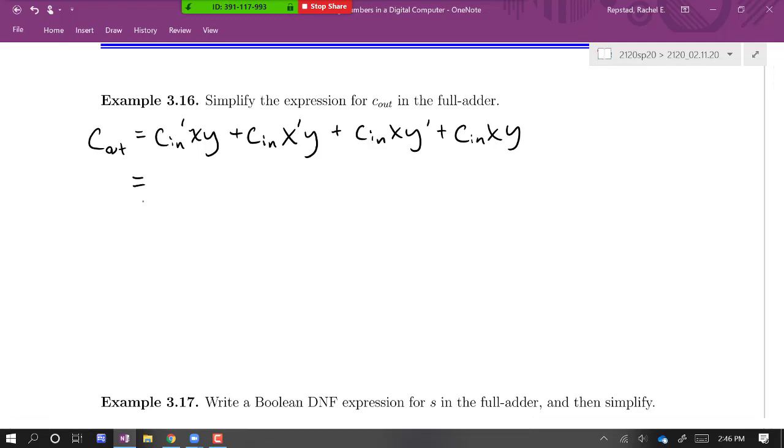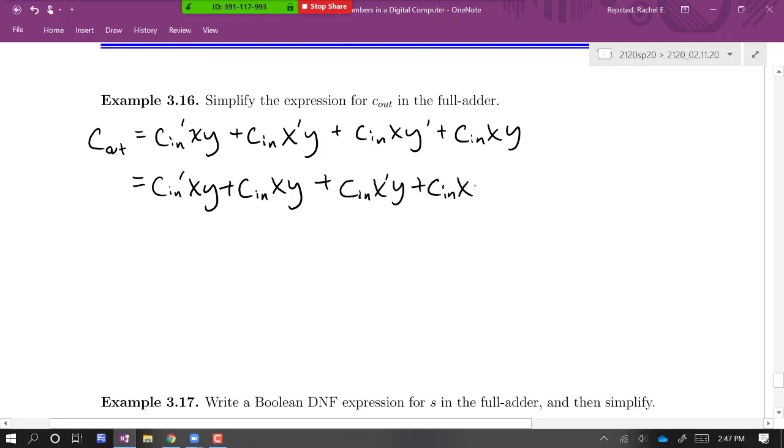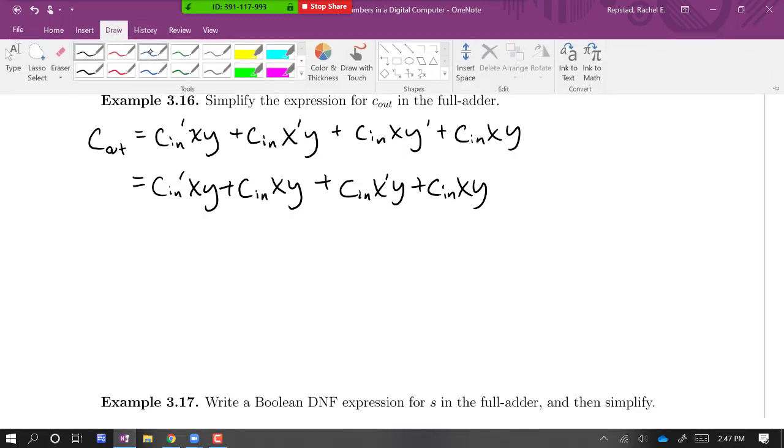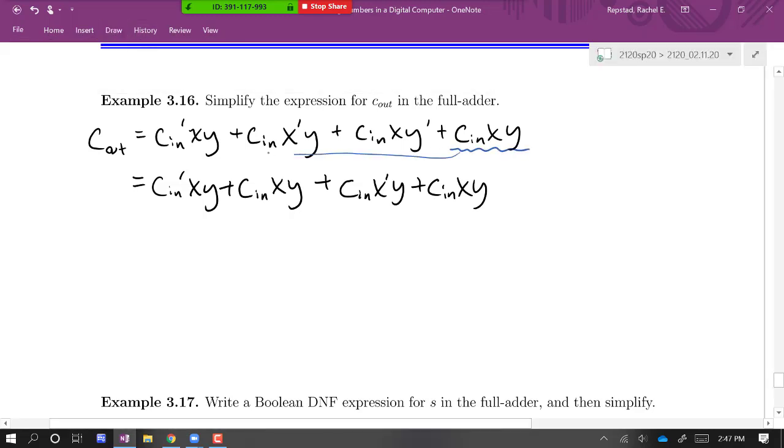Okay, so the first thing I'm going to do is use the fact that addition is commutative, and I'm going to keep the first term where it is, Cn naught xy plus, and then the last term is going to go next, Cn xy. And then I'm going to have the next two terms in their order, so Cn x naught y plus Cn x y naught. All I did here was take the term on the end and make it second. So far, so good?